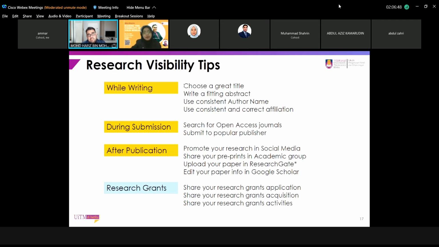And during submissions, these are the things that I would suggest. Search for open access journals, meaning journals that offer free access. Yeah.